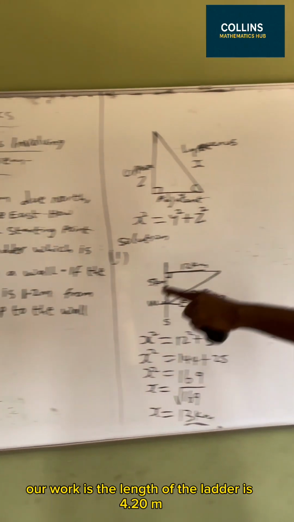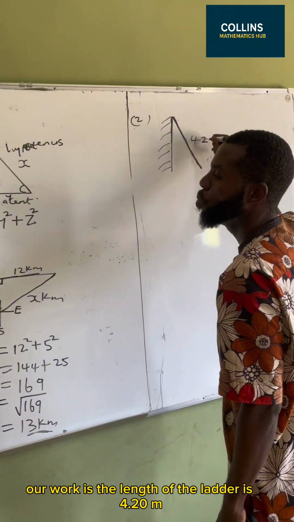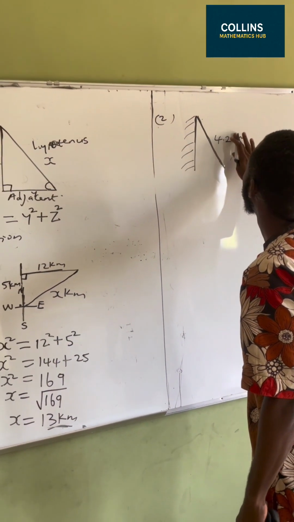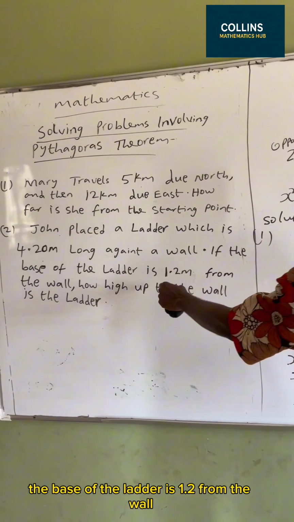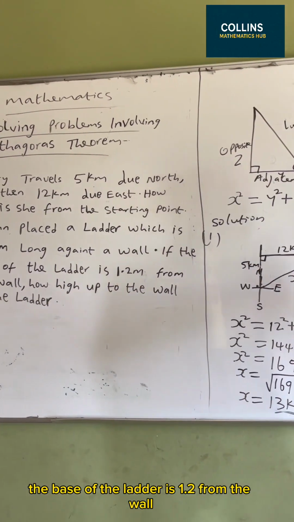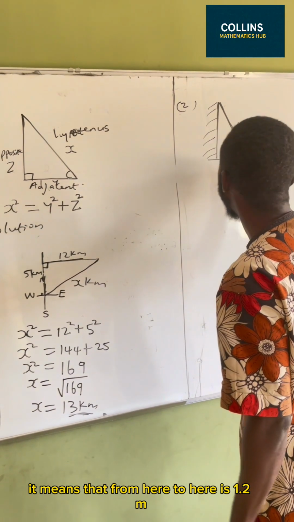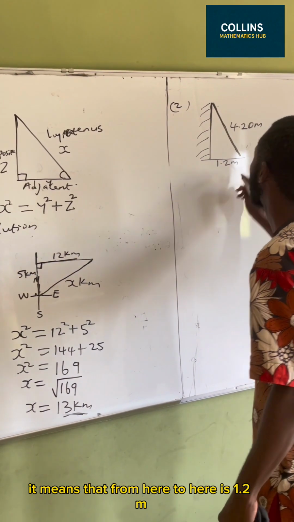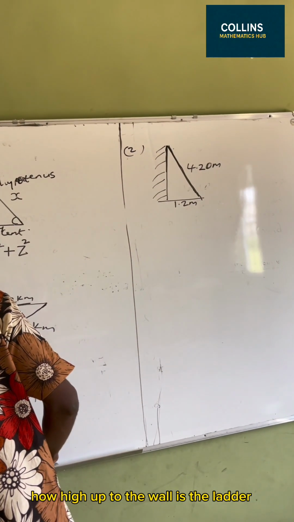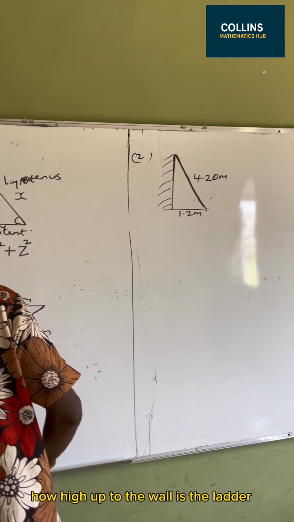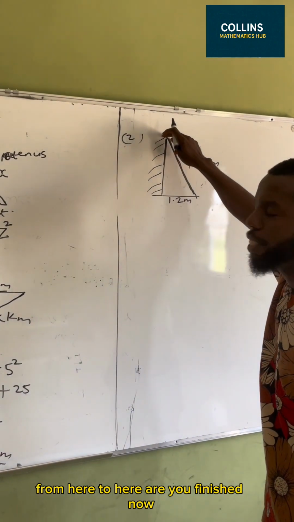And what is the length of the ladder? It is 4.20 meters. Let's go forward. The base of the ladder is 1.2 meters from the wall. This is the wall. This is the base. It means that from here to here is 1.2 meters. Okay? So how high up the wall is the ladder? What you are calculating is this part from here to here. Are you seeing it now?